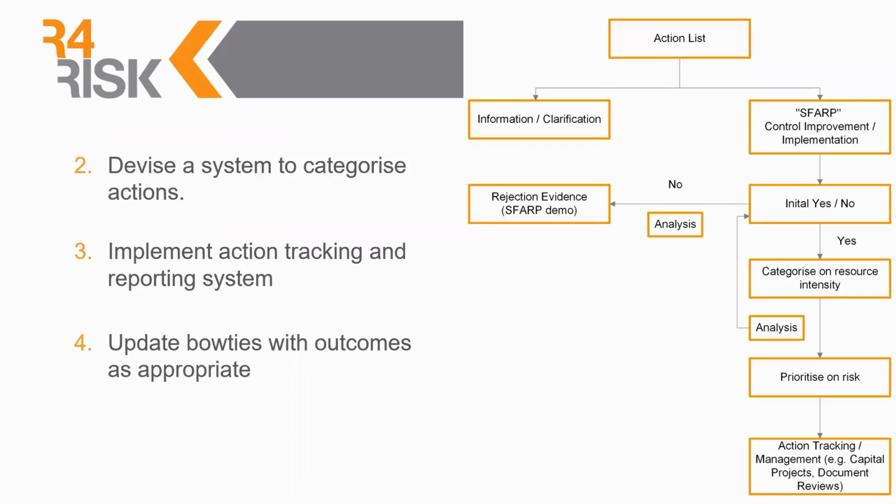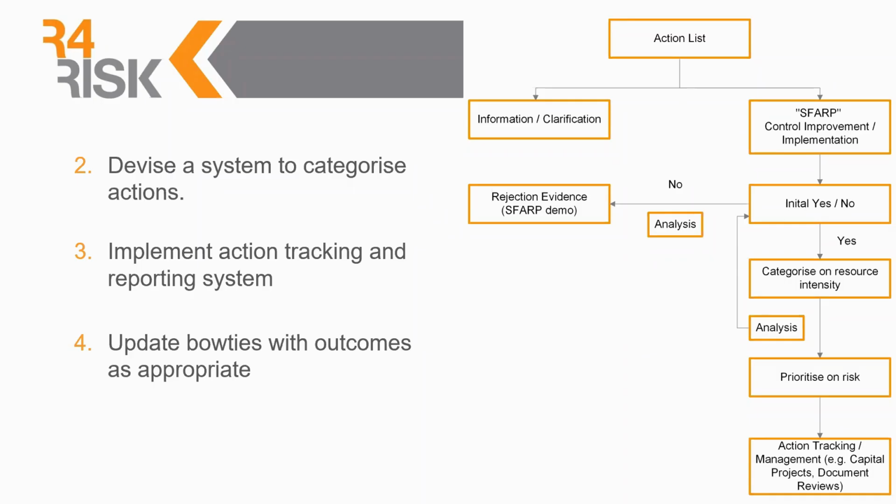So our other recommendations include devising a system to categorise actions. With a long list of actions, it can be overwhelming to know where to start. So it helps to divide and conquer by devising some of these categories, and make sure that we're doing this based on SFARP kind of principles, or so far as reasonably practicable.